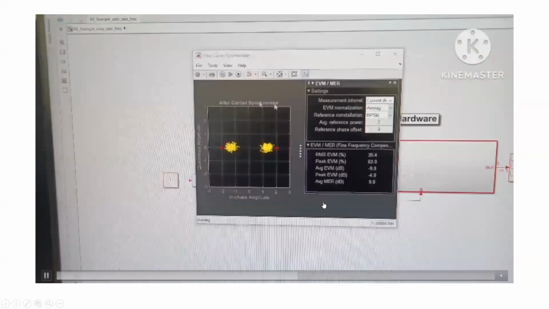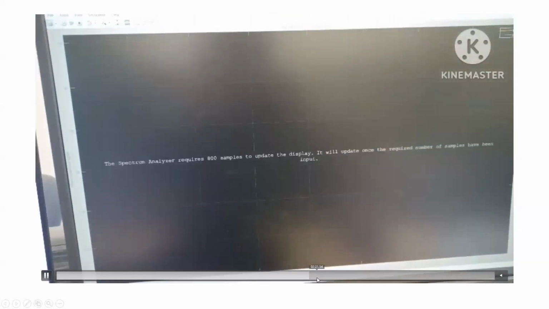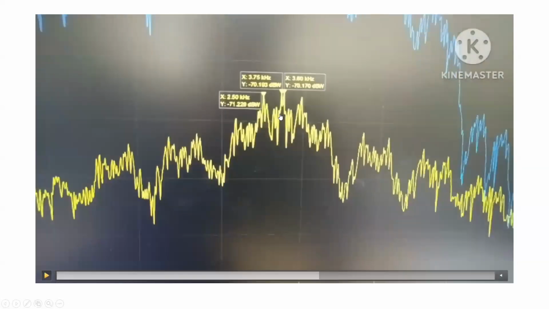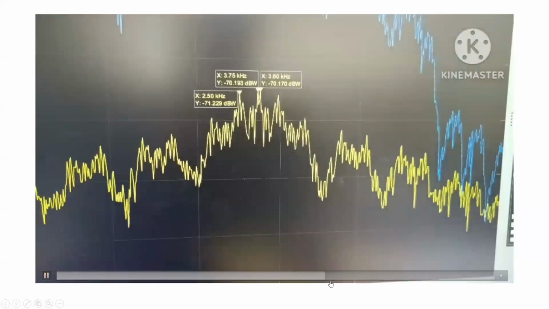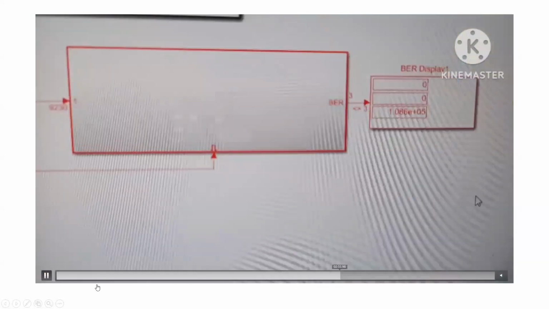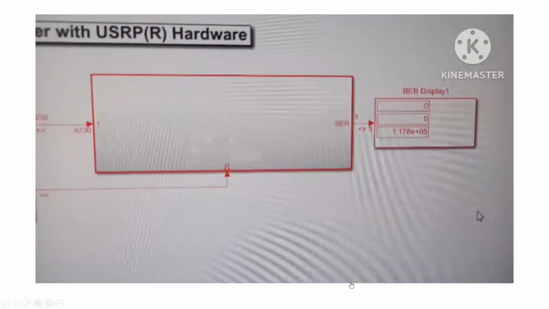The signal strength is varying with every packet. We can also visualize the spectrum of the received signal with its current strength, and the bit error rate is calculated for every packet. This is our number of bits. Since there is no error, our bit error rate is still 0.